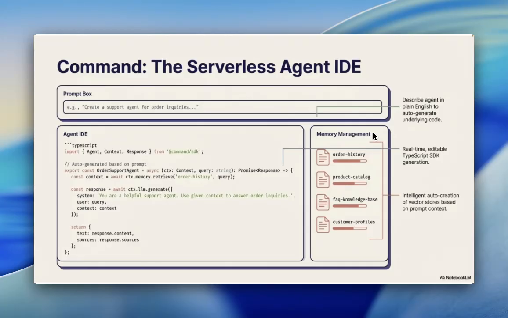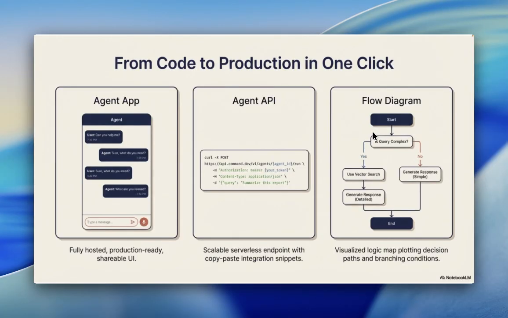Command, the serverless agent AI prompt. Create a support agent for order queries. Describe the agent in plain English to auto-generate the underlying code. The agent AI IDE imports TypeScript agent context and a response from the add command; the SDK is auto-generated based on the prompt. Export const orderSupport. Now you have memory management, which is real-time editable TypeScript SDK generation, with intelligent auto-creation of vector stores based on the prompt context.